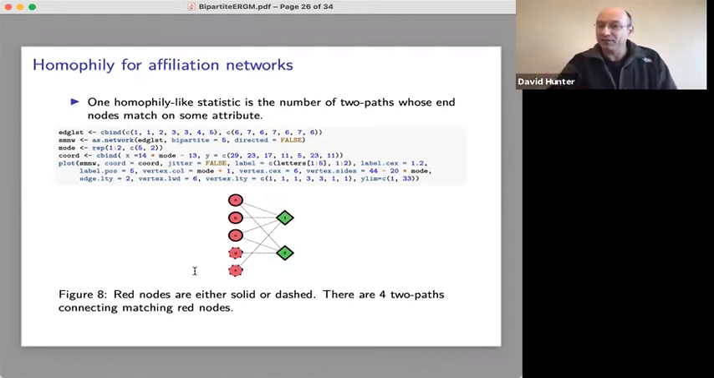And so that statistic, the number of matching endpoint two-paths, is one way that we could try to capture homophily. But that is no longer a dyad-independent statistic. And that means that using this concept to talk about homophily for affiliation networks suddenly leads to complications that did not exist in the unimodal context.